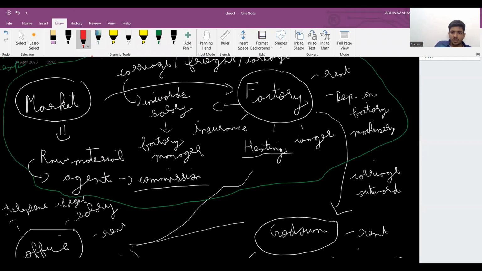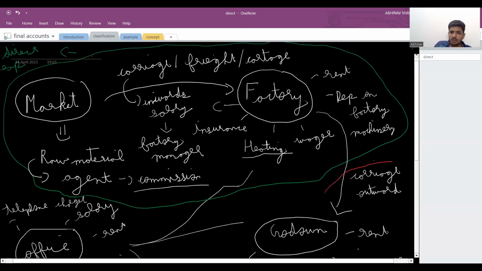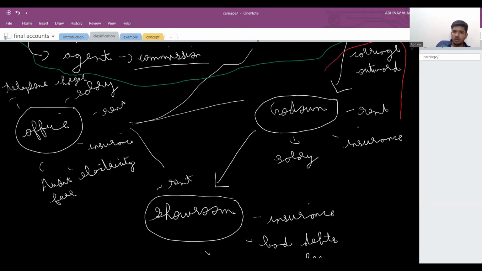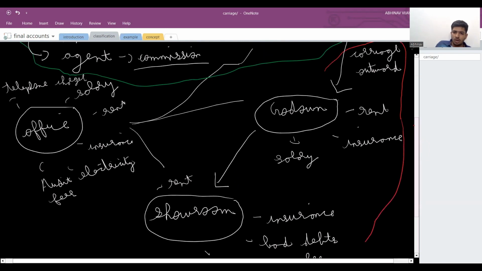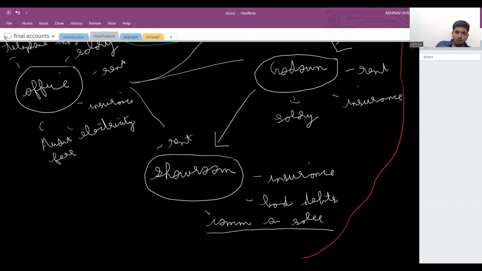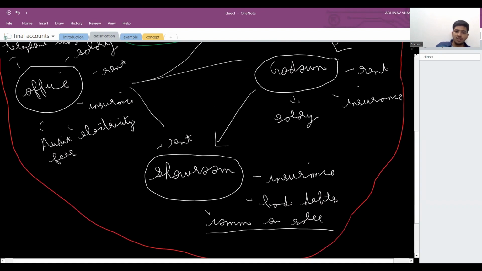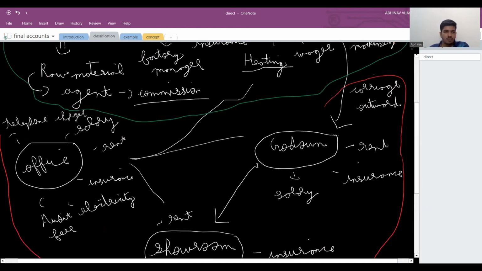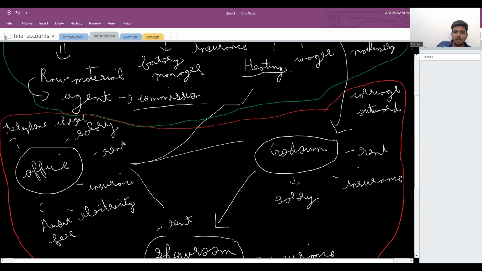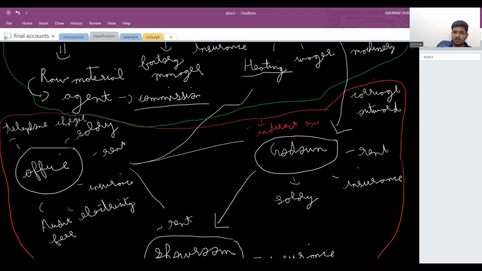And next, every single expense from your godown, once again, to your showroom and including your office, all these are indirect expenses. This is how direct and indirect expenses are classified in the whole of accountancy.